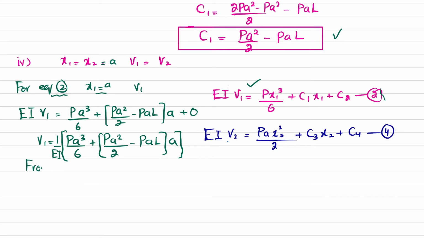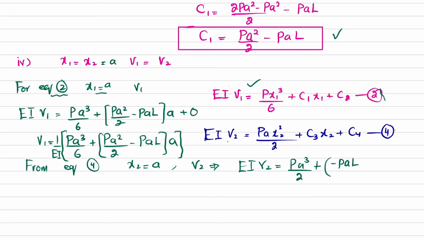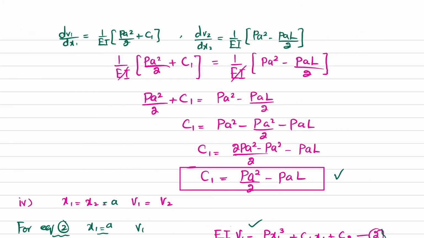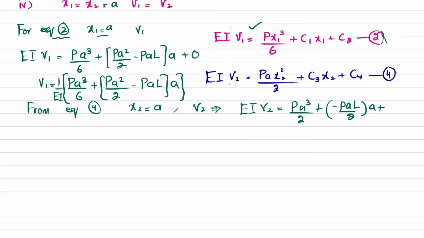Now from equation number 4, when you put x2 is equal to a, here deflection v2 is v. So what we will get is that EI v2 is equal to P a square, so P a cube over 2, clear? P a cube over 2 plus C3. C3 is minus P a L over 2 into x2, which is a. Let me show you C3. C3 is minus P a L over 2. Plus C4. We do not have C4, so C4 will be there.